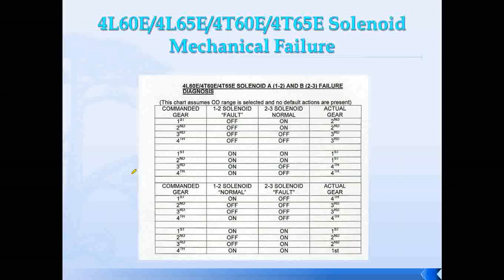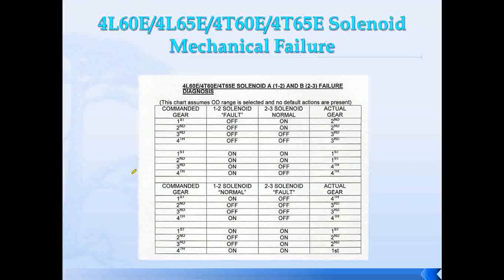Now, each solenoid in a GM 4-speed transmission is responsible for 2 gears. Which 2 gears it's responsible for depends on which solenoid we're talking about. So if we have a failure of a particular solenoid, you will always lose 2 gears. If that solenoid sticks in the open position or the closed position, you will always lose 2 gears. Which 2 gears is dependent upon which solenoid failed and what position it failed in. Is it stuck off or is it stuck on?